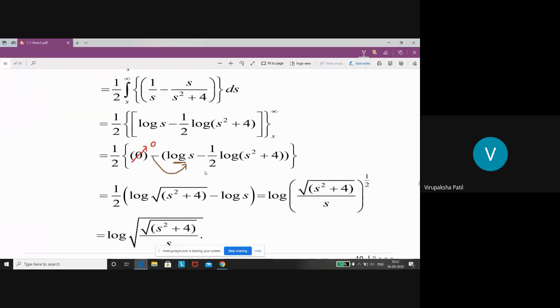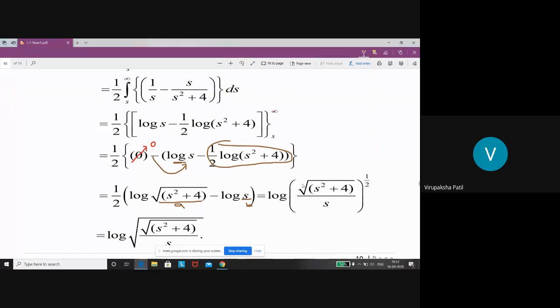Next, we have to take this minus sign inside the bracket. Before taking it inside, for this term 1 by 2 is there, so I will use the basic property of logarithm, and I will write this as log of square root s square plus 4 minus this log s. So one more 1 by 2 is remaining there. Treating this as a, this as b, you can write this as log of s square plus 4 divided by s, again using the properties, raised to 1 by 2.